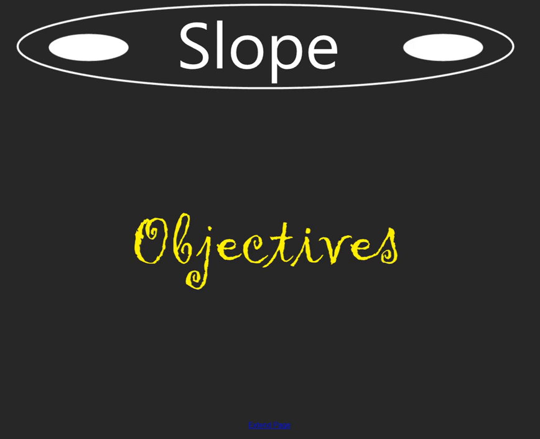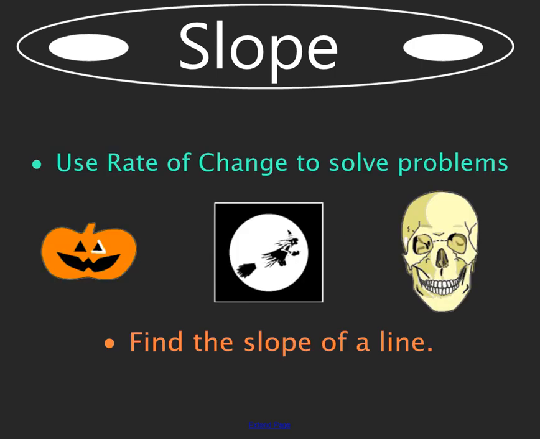Today we are going to be looking at slope. Our objective for today's lesson is to use the rate of change to solve problems and to find the slope of a line.